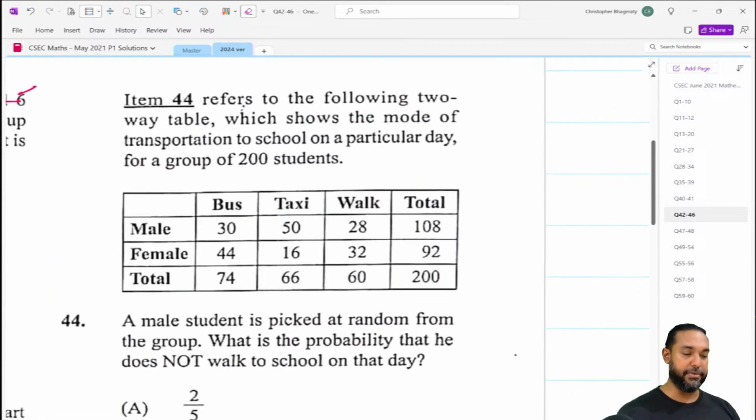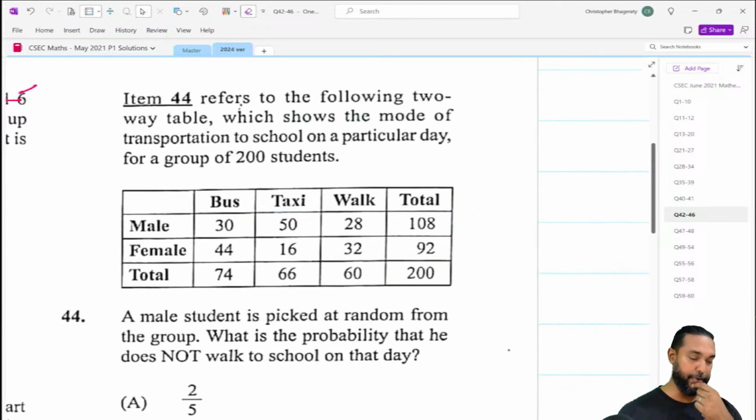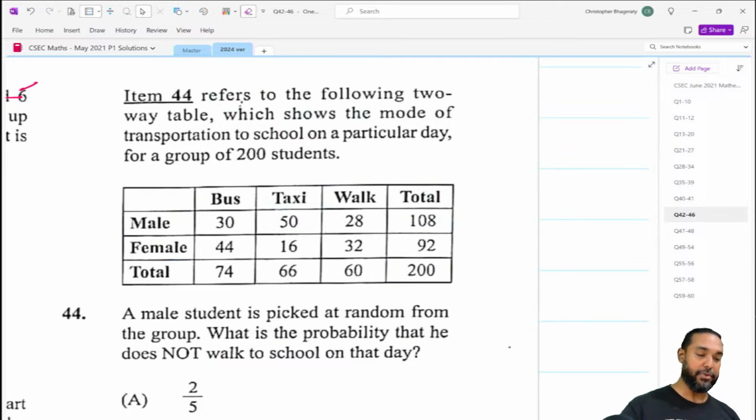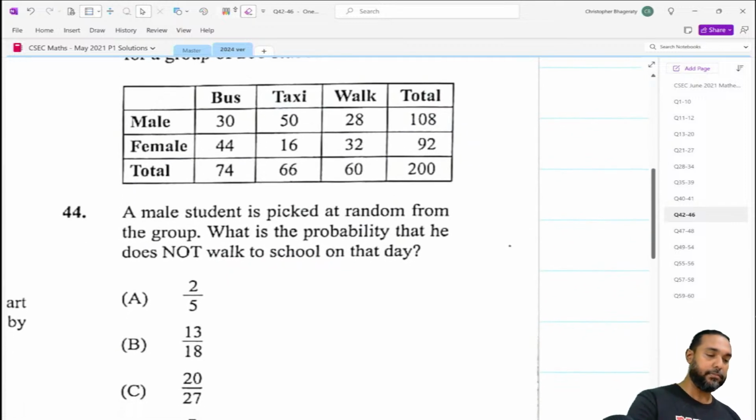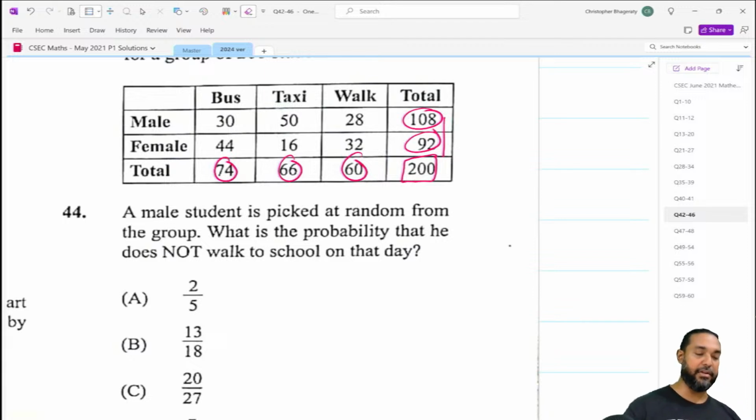Item 44 refers to the following two-way table, which shows the mode of transportation to school on a particular day for a group of 200 students. If you add up going down, you get total bus people. Add up going down, total taxi. Add up going down, total walk. And if you add going across, you get total male. Going across, total female. And again, if you add across or you add down, you get the total.